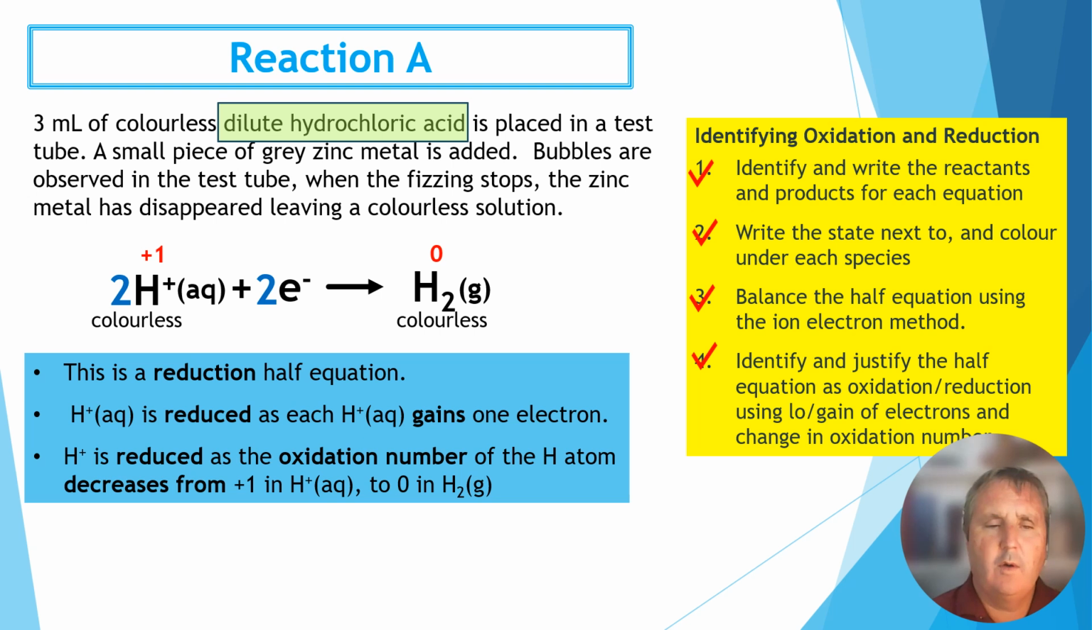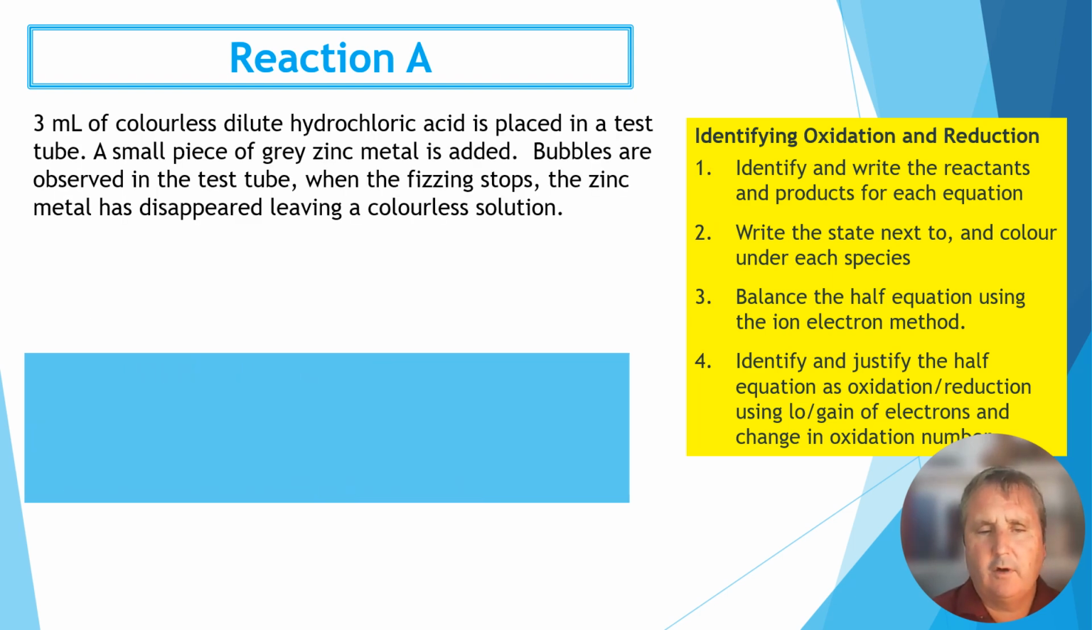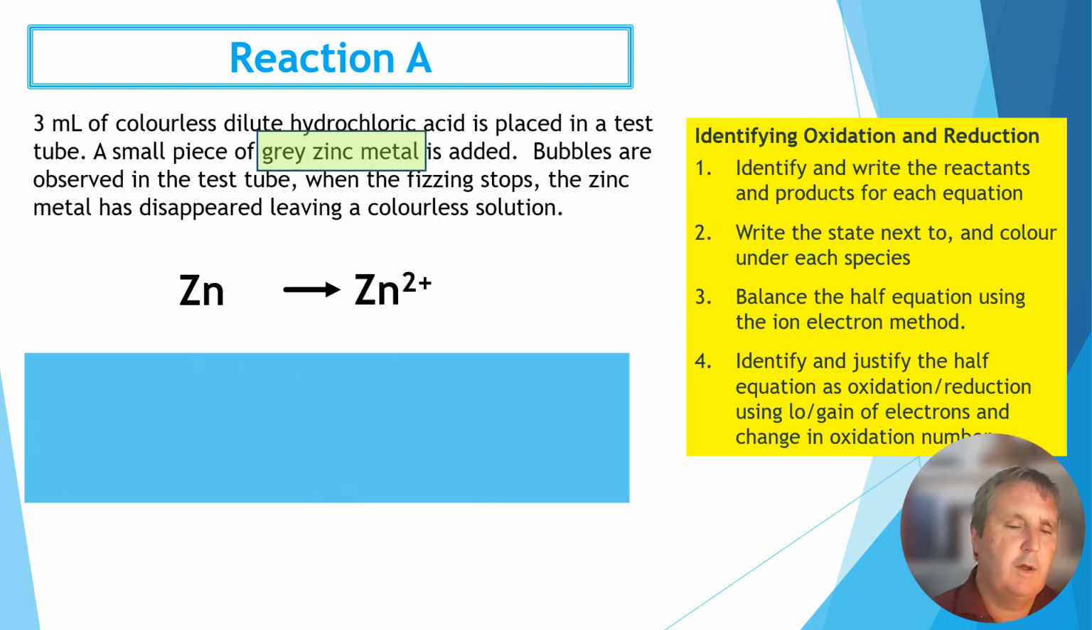We're now going to justify the other reactants. We had 2 reactants here. We had dilute hydrochloric acid, and we had a small piece of grey metal, the zinc metal. So let's look at that one. For the small piece of grey zinc metal, if we have our resource, we're going to find zinc as one of our species. And of course the zinc is going to turn into Zn2+.